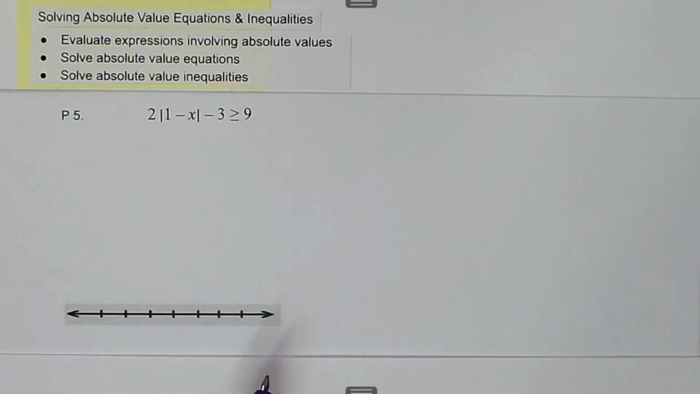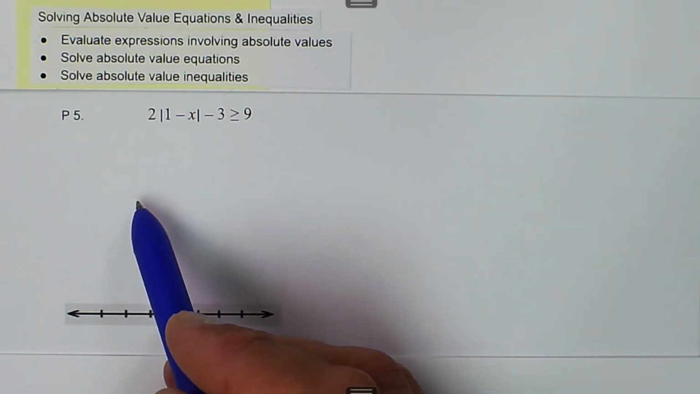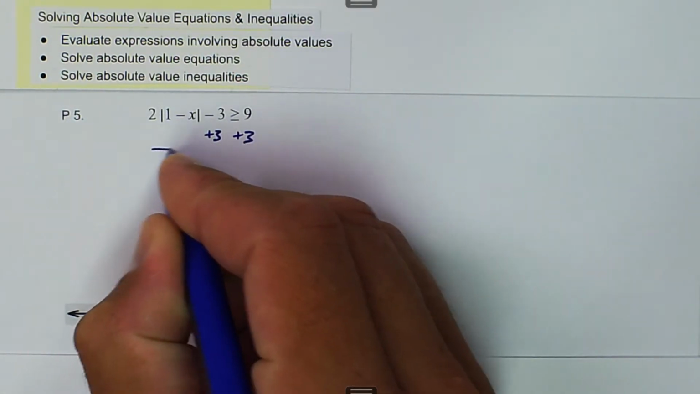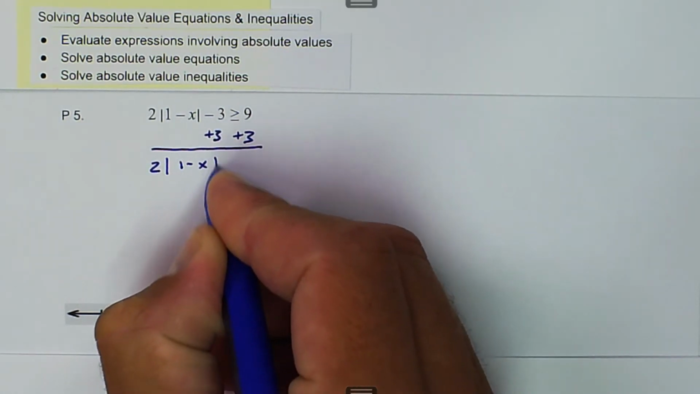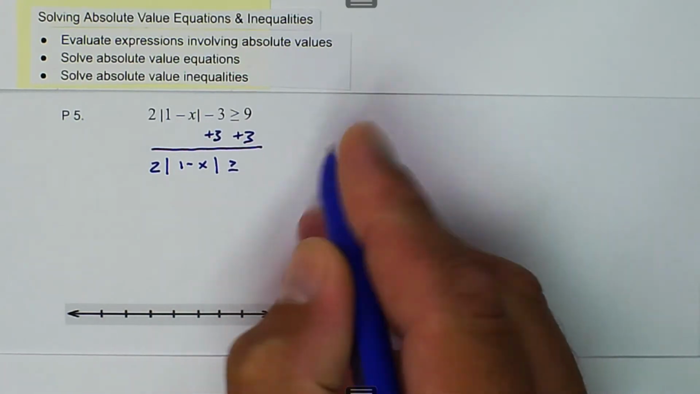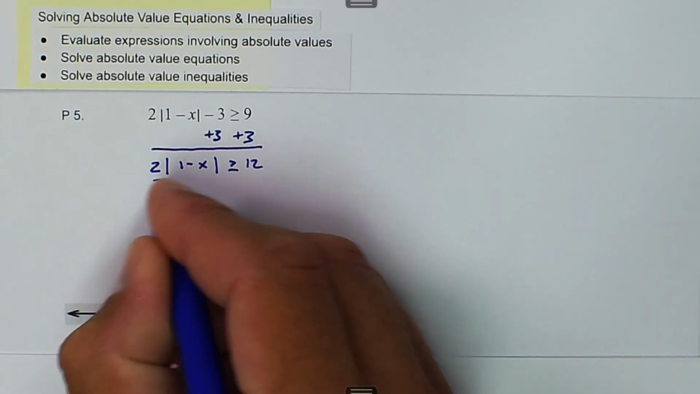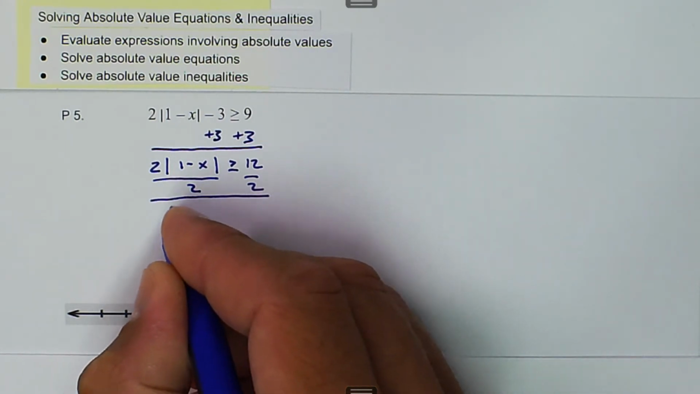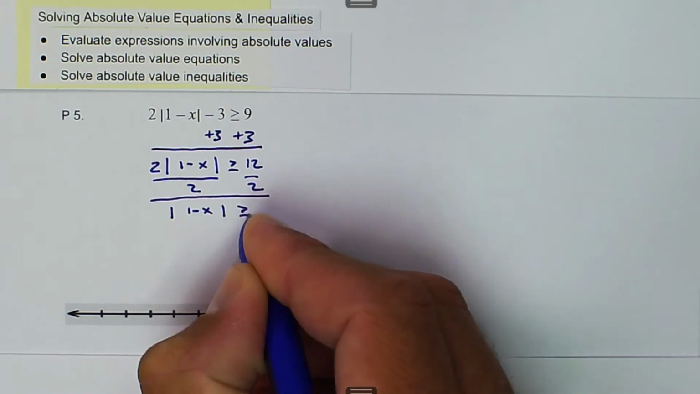We are talking about solving absolute value inequalities. Whenever we're doing that, the first thing we want to do is get the absolute value by itself on one side of the inequality. So we can add 3 to both sides. And then we get 2 times the absolute value of 1 minus x is greater than or equal to 12. And divide by 2. And now we get the absolute value of 1 minus x is greater than or equal to 6.